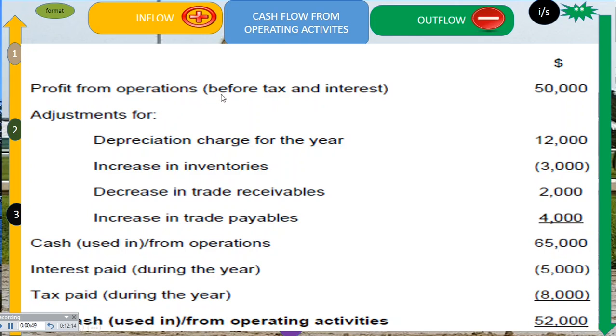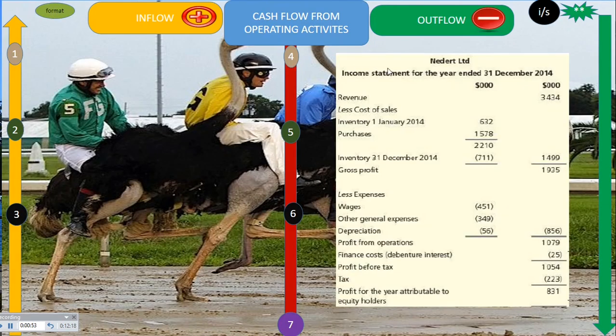To understand profit from operation, let's have a look at the income statement, which we studied in our IAS level. In your income statement, revenue less cost of sales gives you a gross profit, and then from the gross profit, when we deduct expenses, it gives us profit from operation. There we deduct finance cost. The finance costs are your debenture interest and the preference dividend. That's deducted and you get profit before tax. There you deduct tax, and you get profit for the year attributable to equity shareholders. That's how it works out.